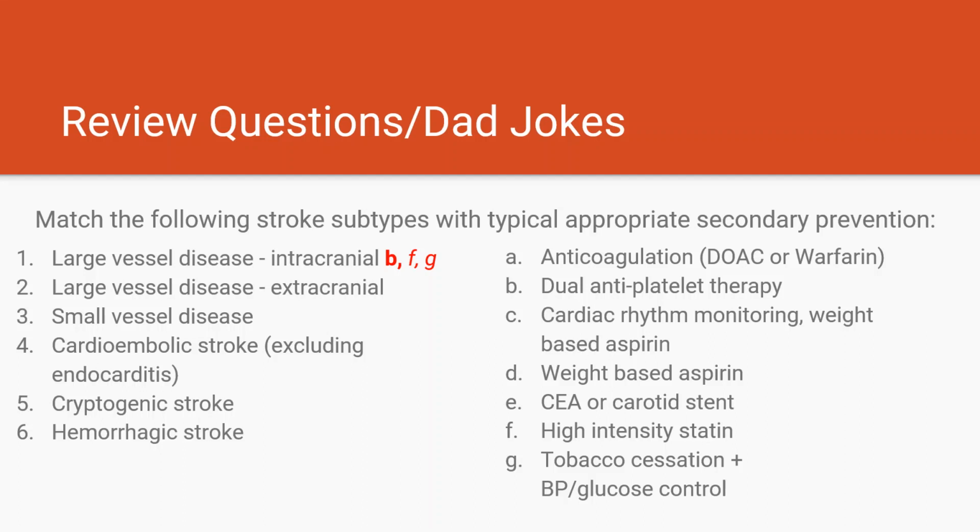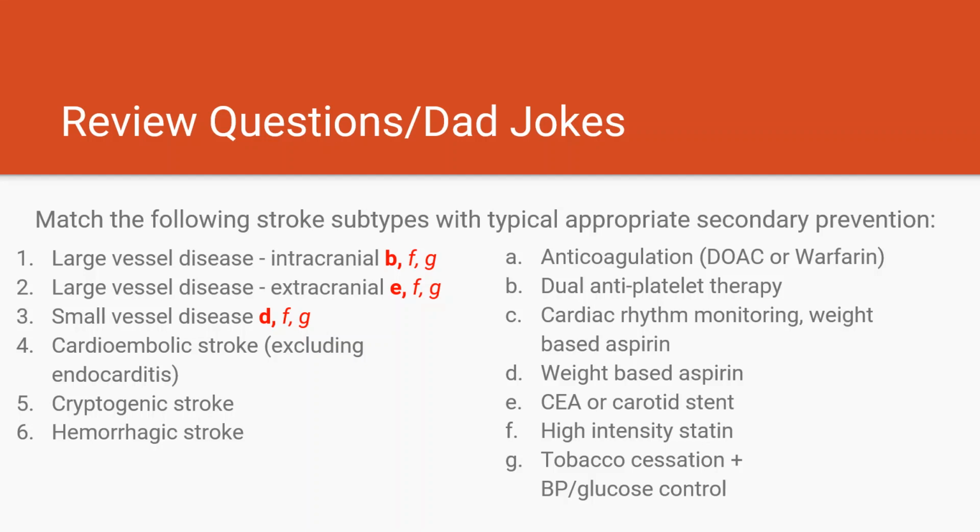Alright, next subtype is large vessel extracranial disease, and for this we use E, carotid endarterectomy, or carotid stenting, as well as a high-intensity statin and risk factor control. For small vessel disease, we use D, weight-based aspirin, plus a high-intensity statin and risk factor control. You're probably seeing a trend here.